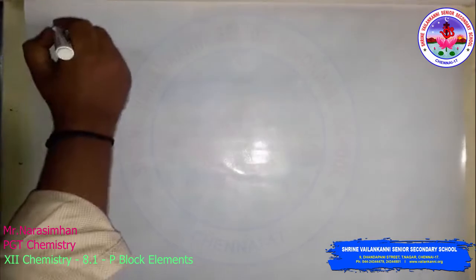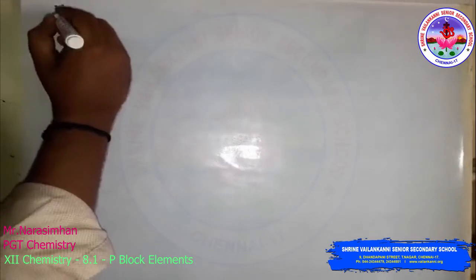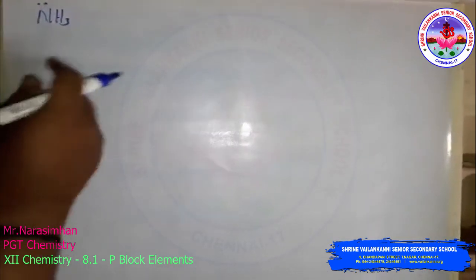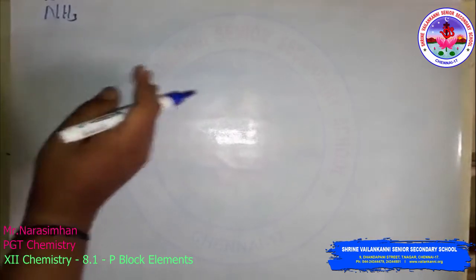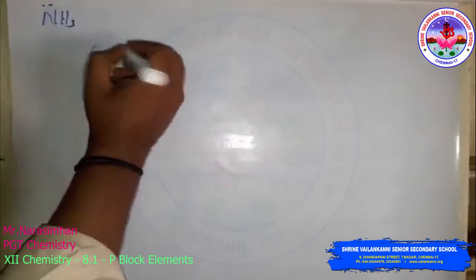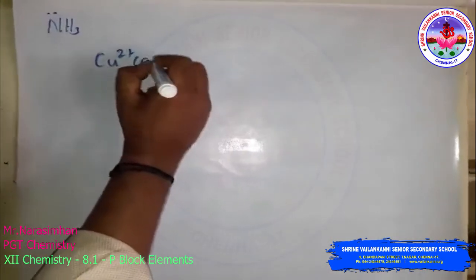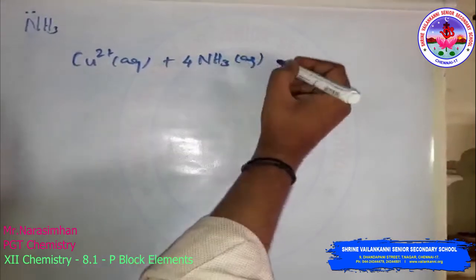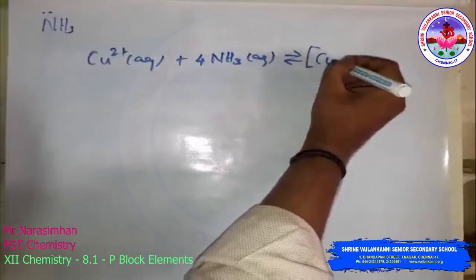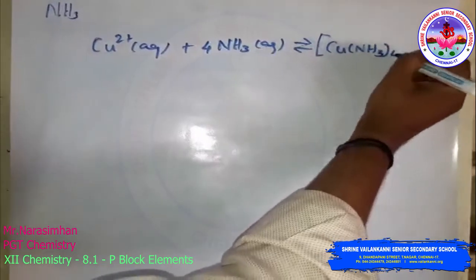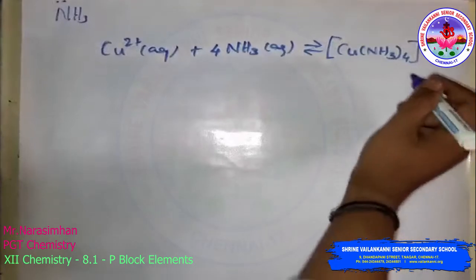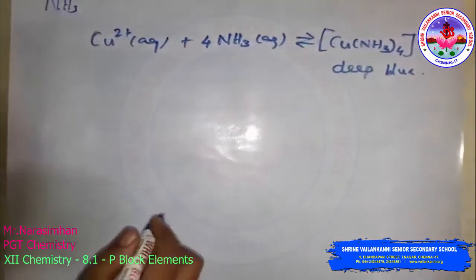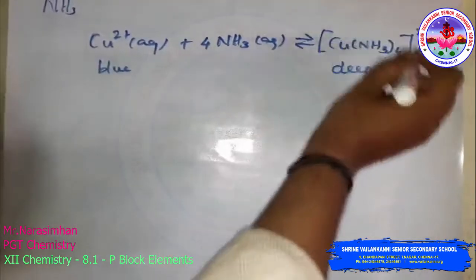Here the nitrogen has a lone pair of electrons, so NH3 acts as a Lewis base. Ammonia donates its electron pair to metal ions, forming complex compounds. For example, an aqueous solution of copper sulphate with Cu2 plus reacts with aqueous ammonia to form the complex Cu(NH3)4 2 plus. This is a deep blue complex.